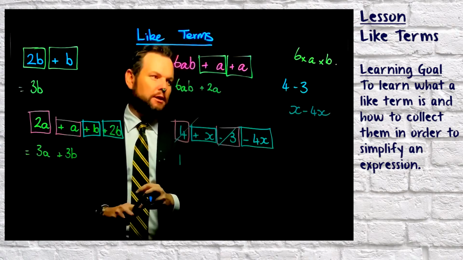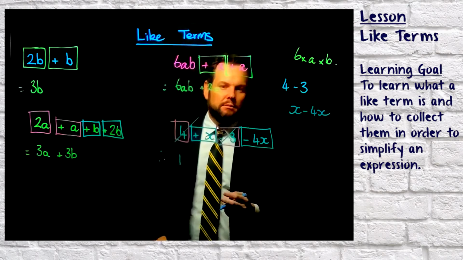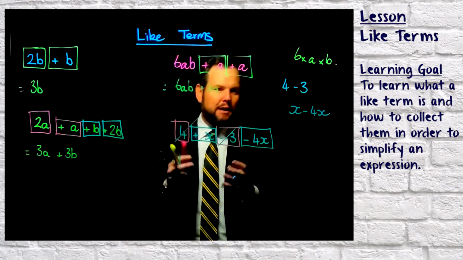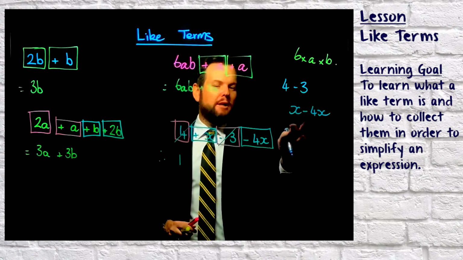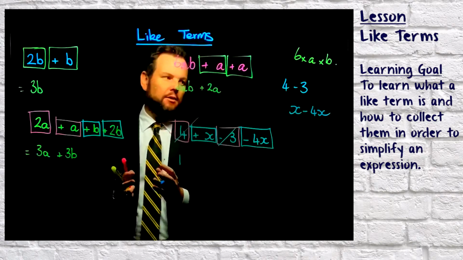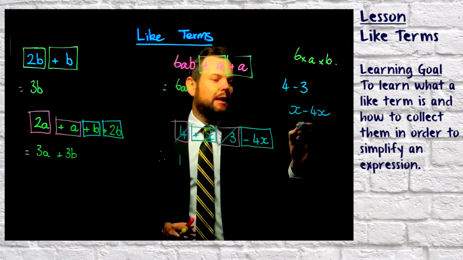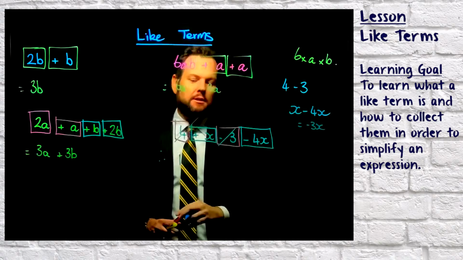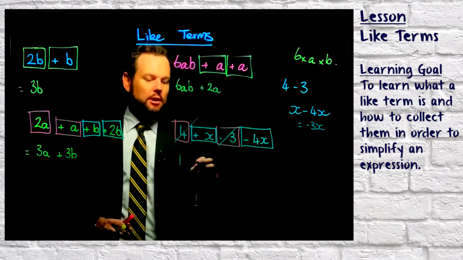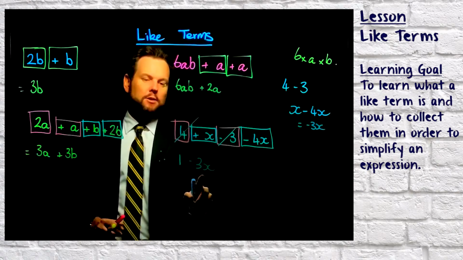X minus 4x. And now, if we're thinking about negative numbers, if I've got 1 and I take away 4, I end at negative 3. So I'm going to end here at negative 3x, okay? So what I need to do is write this into my expression, 1 minus 3x.